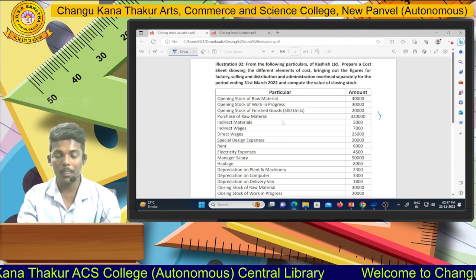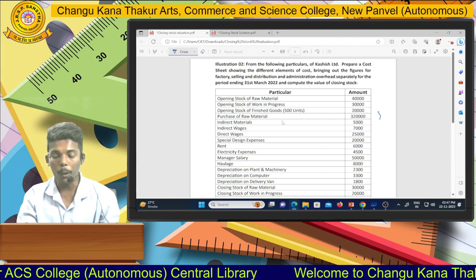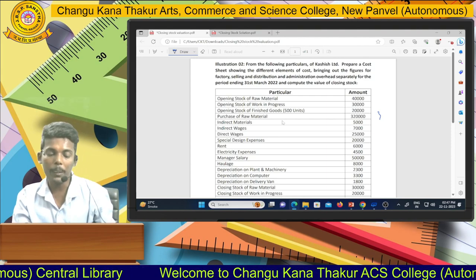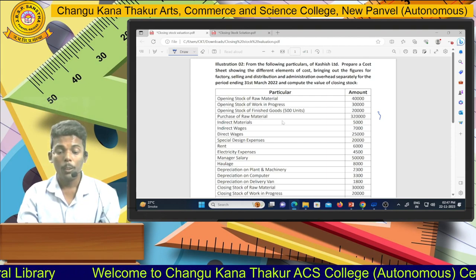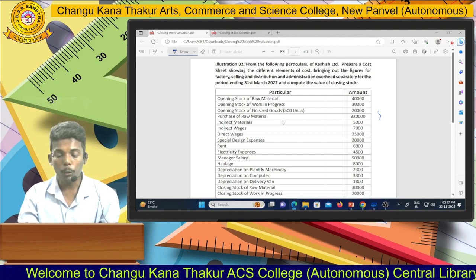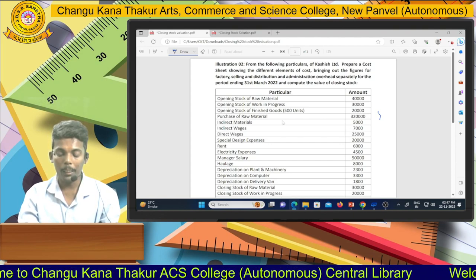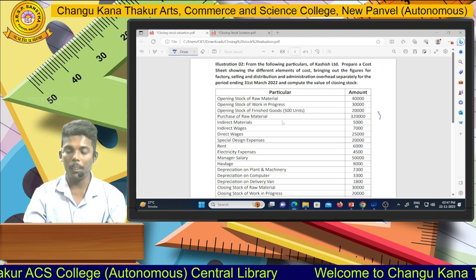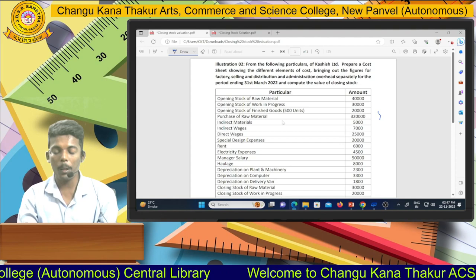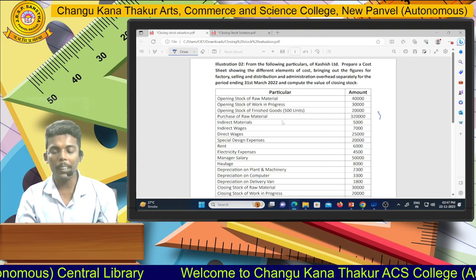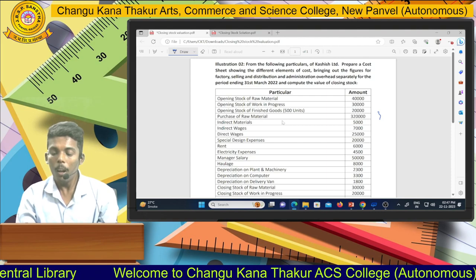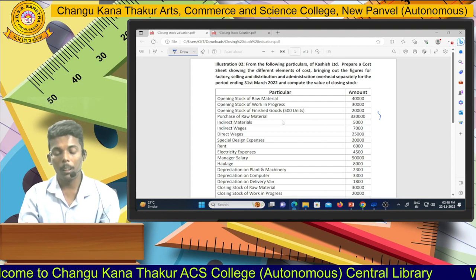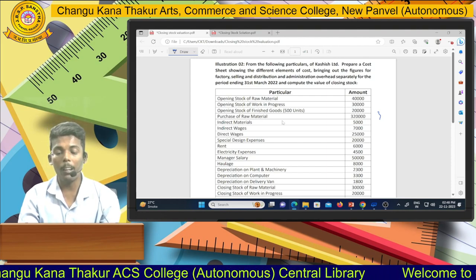In the last session, we prepared and solved a practical problem on the simple cost sheet. In this session, we are going to solve a cost sheet illustration with hidden adjustments, valuation and computation of the closing stock. From the following particulars of the cost sheet limited, prepare a cost sheet showing the different elements of cost, bringing out factory, selling and distribution and administrative overhead separately for the year ended 31st March 2022, and compute the value of the closing stock.